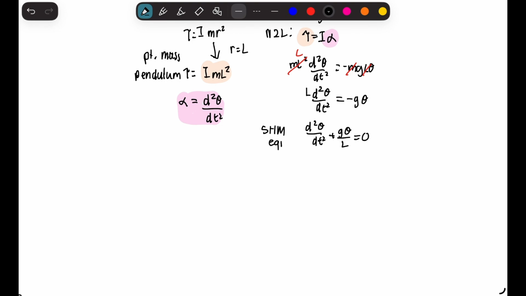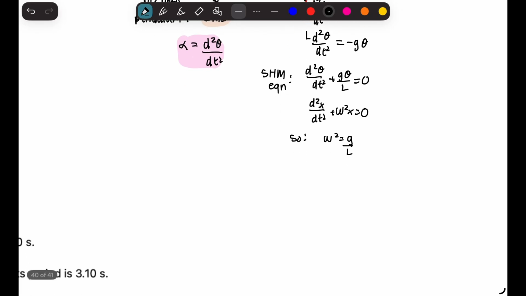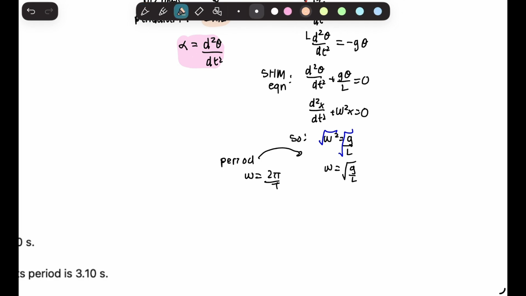The SHM equation here is d squared x over dt squared plus omega squared x is equal to 0. So that means that we can say that omega squared is equal to g over L. And you just take the root of both sides. Omega is just equal to the root of g over L. And we know that using our period, we can connect this. We know that omega is equal to 2 pi over T. So that means you can just sub in omega here.